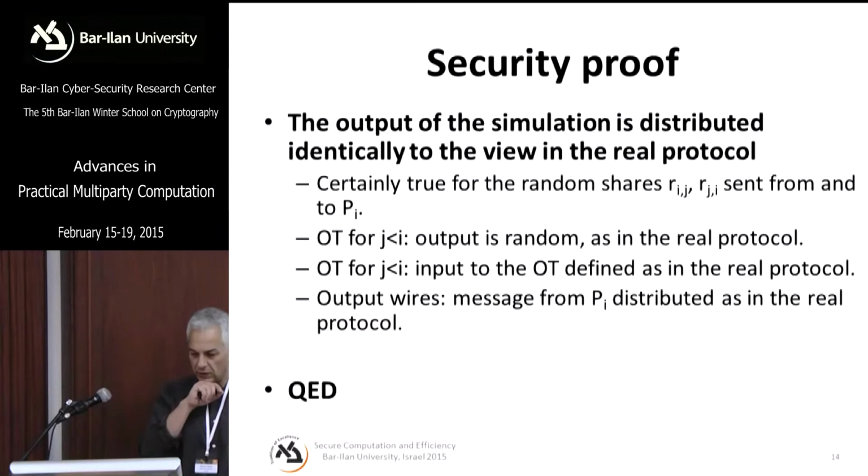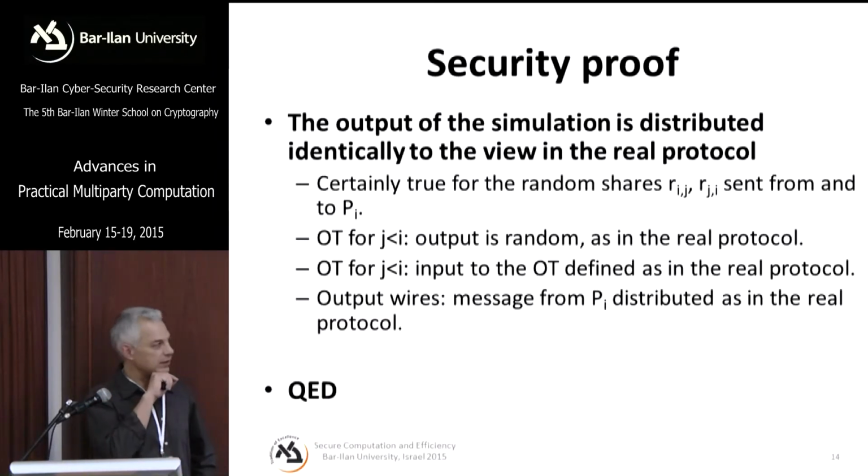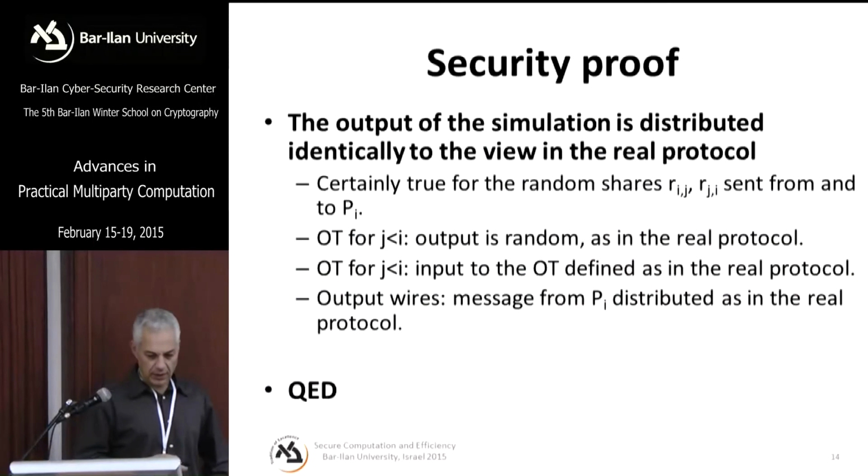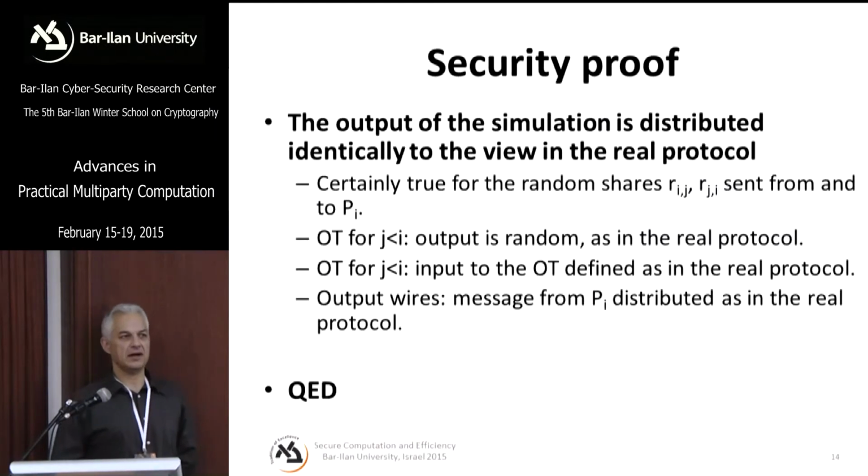receive the random bit. When Pj is the sender, then in the simulation, we choose a random bit Sij, right here in this line, and define the inputs to the Oblivious transfer as in the protocol. And this is exactly what Pj is doing in the real run of the protocol, so the distribution will be the same. And for output wires, we also have the same distribution. So in this protocol, the simulation has the same distribution of messages for the adversary Pj as in the real protocol. Therefore, the adversary doesn't learn here anything that it couldn't learn in the real execution.